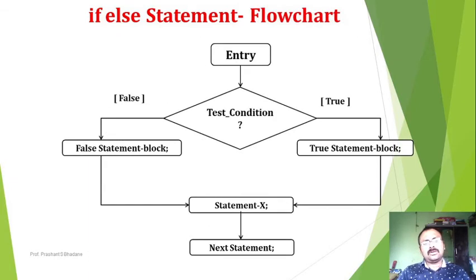This is the flowchart of the if-else statement. Entry, test condition. If the test condition is true, then the true block statements are executed, and then statement X is executed, and then the following next statements are executed. If the test condition is false, then the false block statements are executed, and after that statement X is executed, and then the next statements continue to be executed.